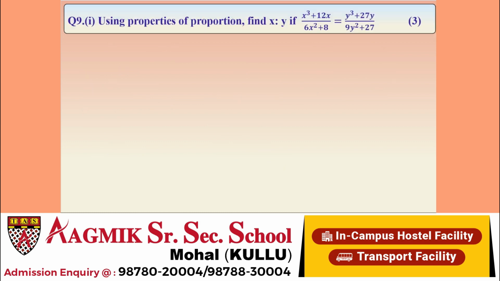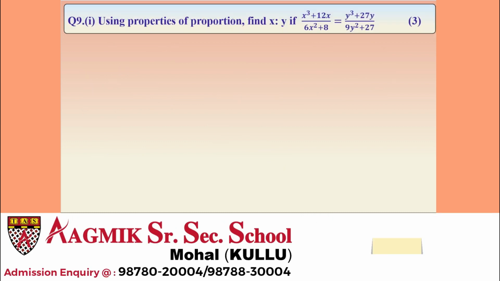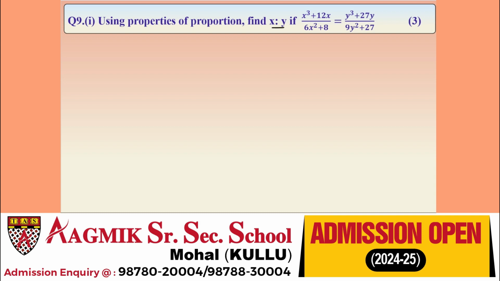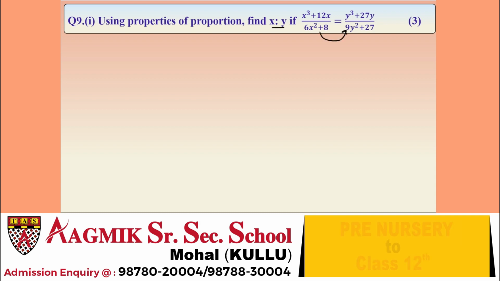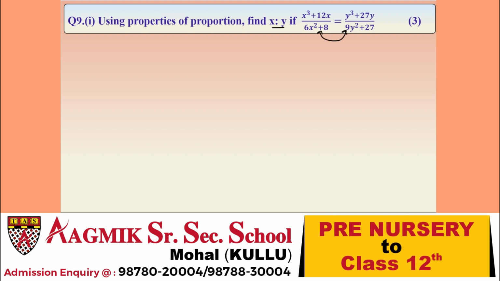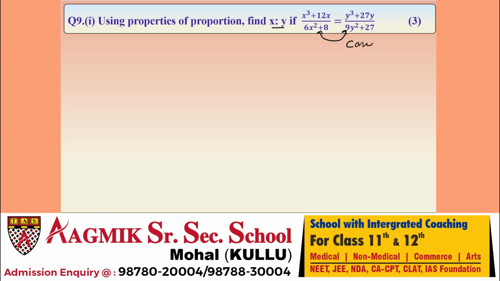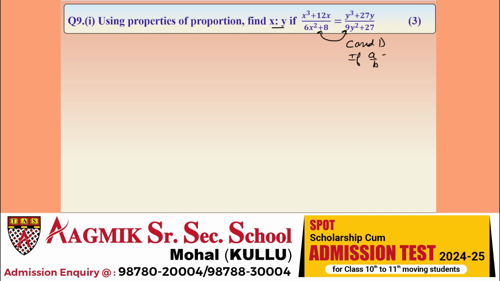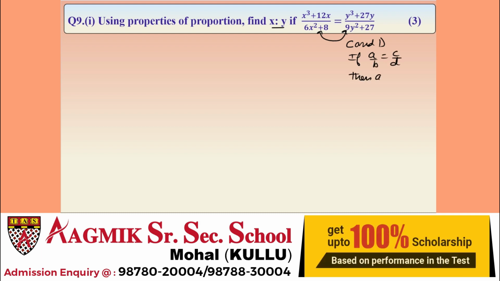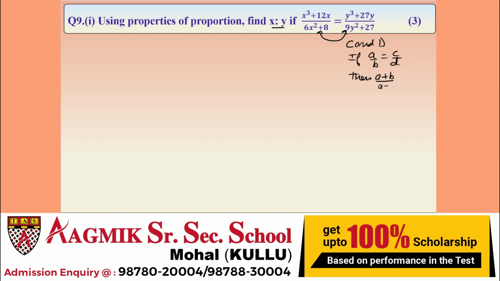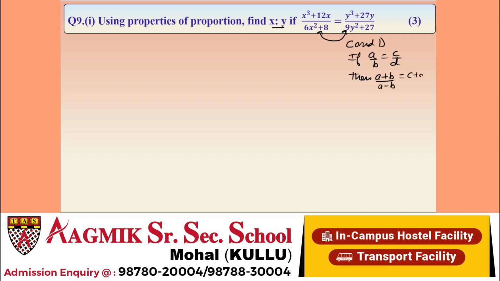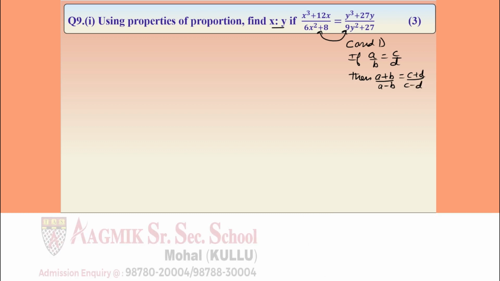Moving on, question number 9, part 1. Using properties of proportion, find x is to y if you are given this relation. तो देखो इसमें हम componendo and dividendo rule use करेंगे, जो कि क्या होता है कि if you have ratio a upon b to be equal to c upon d, then we have a plus b over a minus b equal to c plus d over c minus d.